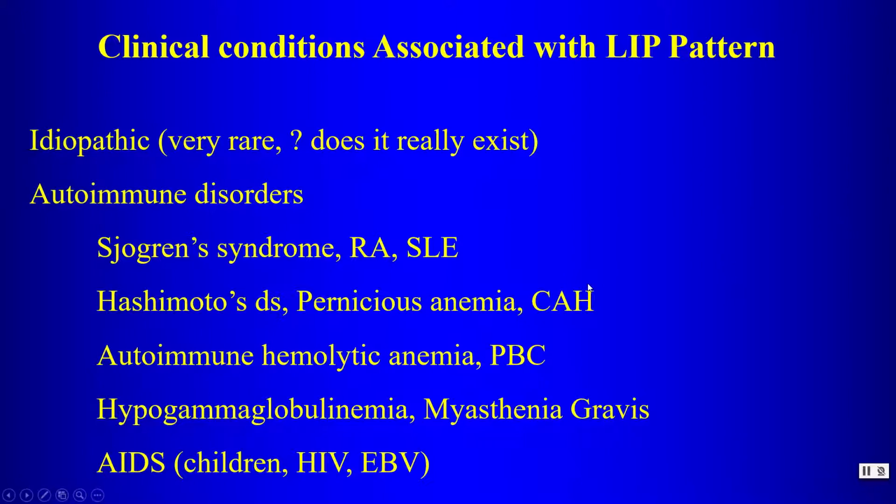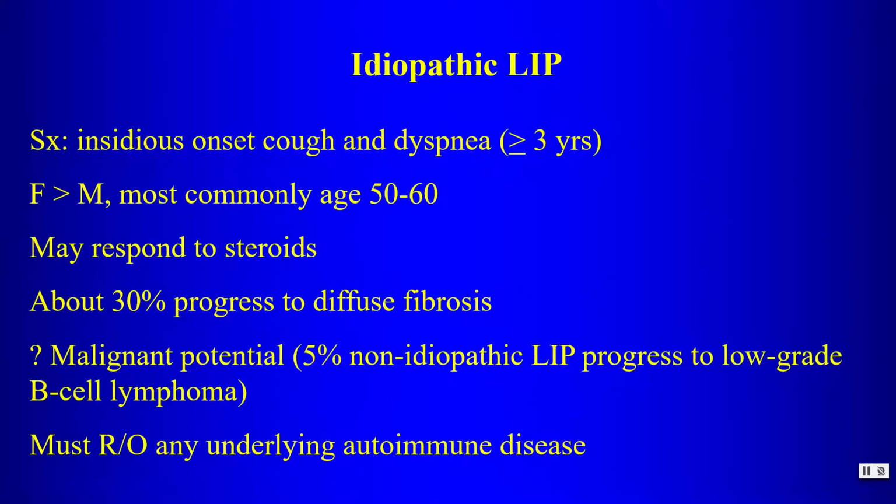So in most cases, patients with LIP will have some other underlying autoimmune disorder. So this idiopathic form of LIP is described in the literature in this way. Sometimes it might respond to steroids. Some cases might progress to fibrosis. Whether it has a malignant potential or not is also really undecided. Some cases might progress to low-grade B-cell lymphoma.